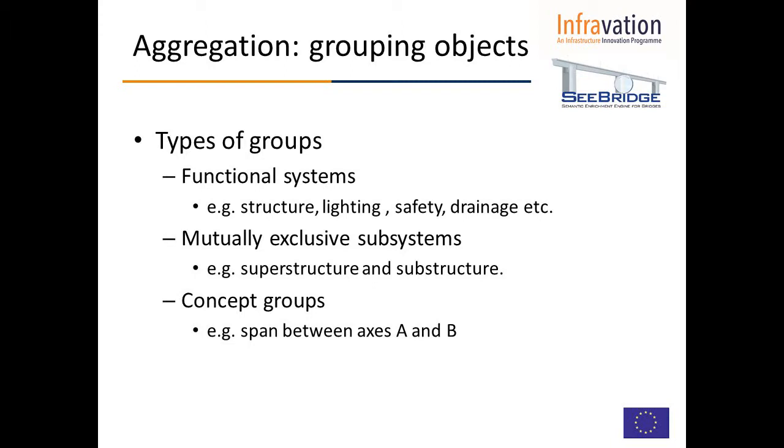We group the objects into systems. Some assignments are unique. For example, an object cannot be a part of the superstructure and the substructure at one time. Others are not unique. For example, a safety barrier can be a part of the superstructure and the safety system both at once. There are groups assigned by function, like safety, drainage, etc. There are other groups that are more conceptual, like aggregating all the deck slab particles into one group.